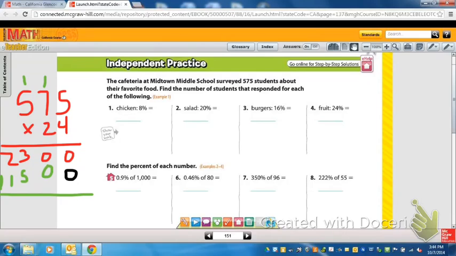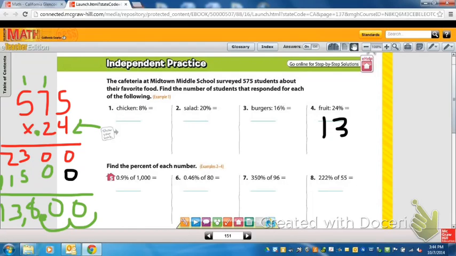So once we do 575 times 2, we get 11,500. And we're just going to add these together. So I got 13,800. But I have a decimal point in front of the 24, so that's 2 places I need to move my decimal. 1, 2. So my answer for number 4 is just going to be 138.